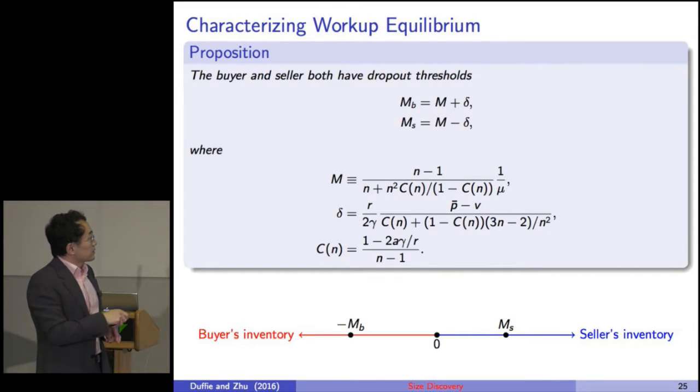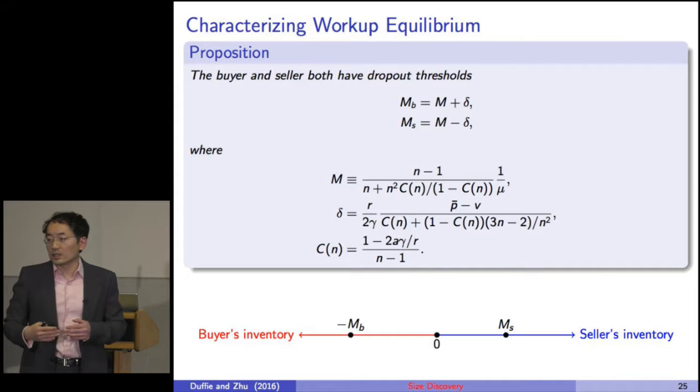Now, the final solution is very simple. The dropout thresholds, M of B and M of S, consist of a symmetric solution, M, and an offset, delta. The offset delta only depends on the price term here. We can see how biased the price is. Now, of course, we do it for generality, but in practice, the most natural price is going to be the expected value V, right?